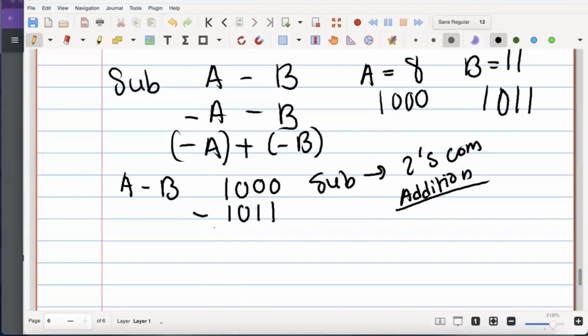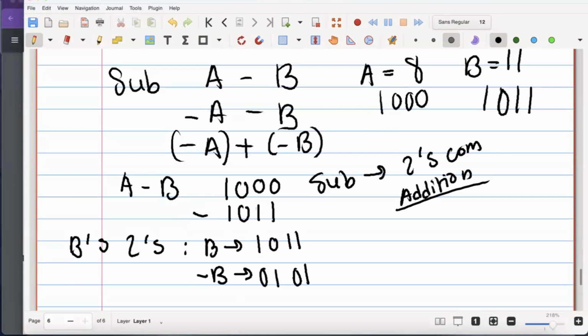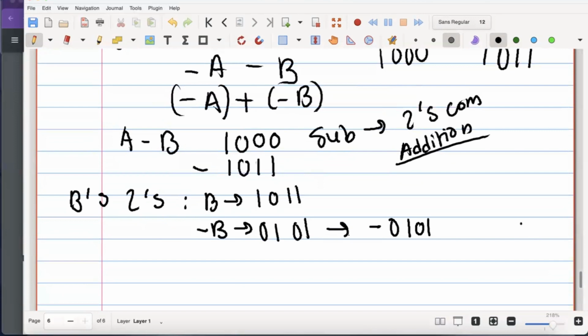So in this case, what's the 2's complement of B? Well, B is equal to 1, 0, 1, 1. Taking the 2's complement, so it's negative B. Negative B is now 1, 0, 1, 0. And we write this as negative 0, 1, 0, 1. Okay? So when you're doing A minus B, in this case, you have 1, 0, 0, 0 minus 0, 1, 0, 1. And you're actually doing addition. So this is 1, 0, 1, 1.